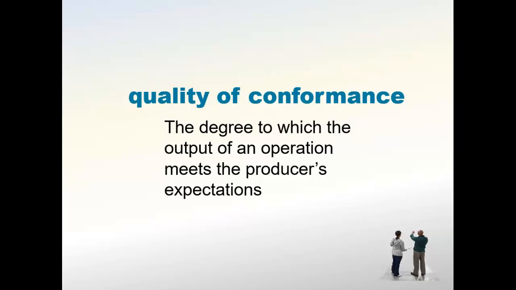For example, the contents of two bottles of the same beverage, when measured closely, could be expected to vary a small amount. Just as the width or alignment of the bottle labels might also vary slightly. For this reason, successful organizations monitor the quality of conformance, or the degree to which a good or a service meets their expectations, to ensure their customers' ultimate satisfaction. So, for definition purposes, quality of conformance is the degree to which the output of an operation meets the producer's expectations.